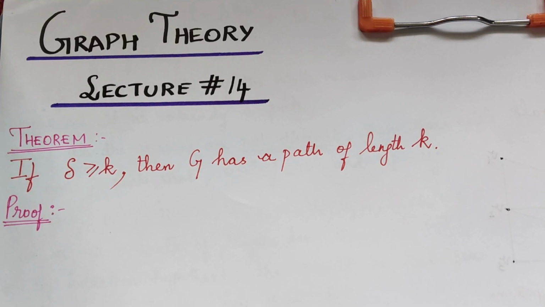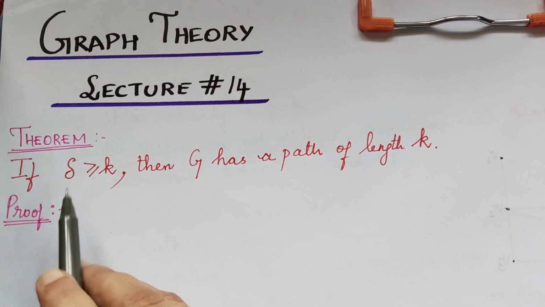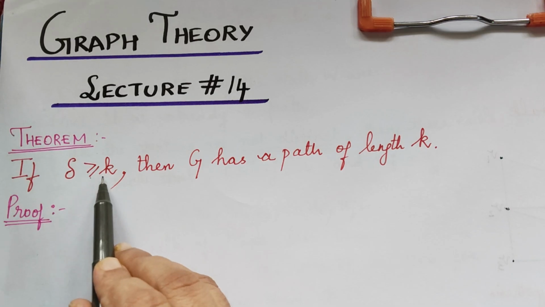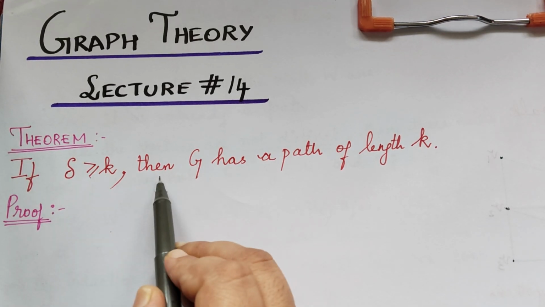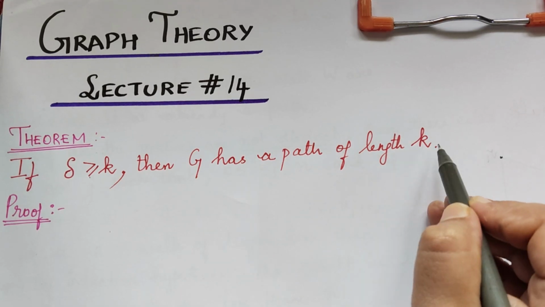Dear students, under the topic graph theory, here we have lecture 4. The theorem says that if delta, that is small delta, is greater than or equal to a positive integer k, then the graph G has a path of length k.